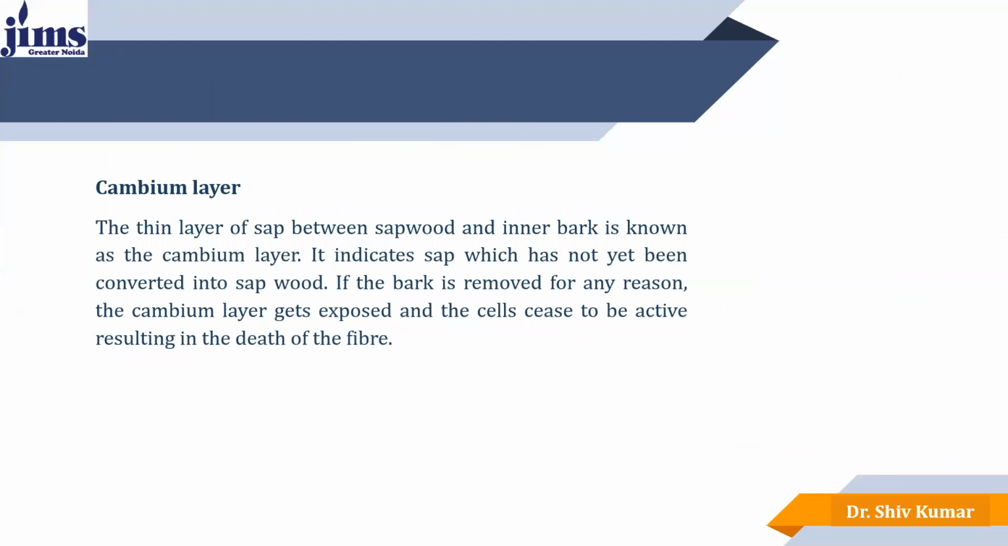Next is the cambium layer. It is the thin layer of sap between the sapwood and the inner bark. It indicates sap which has not yet been converted into sapwood. It is sometimes in gel or liquid form between the sapwood and the inner bark. Sometimes the bark is removed due to some reason or accident, the cambium layer gets exposed and the cells cease to be active, resulting in the death of the fiber.